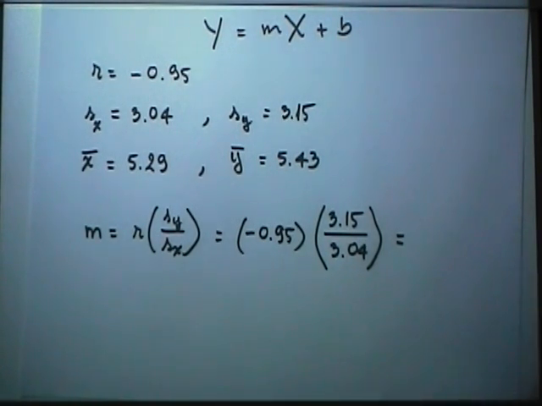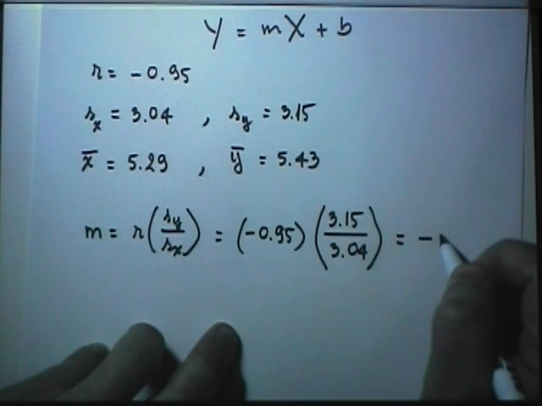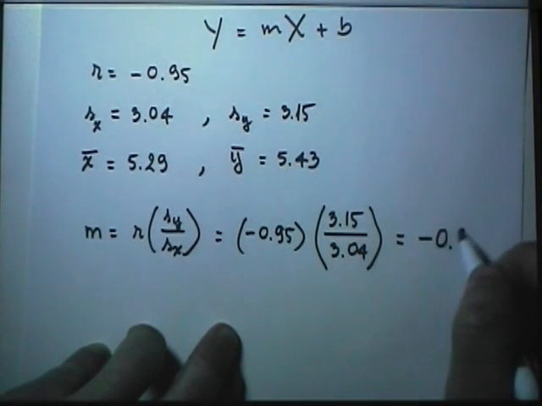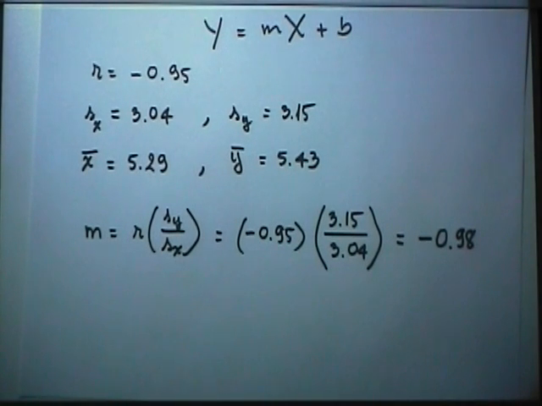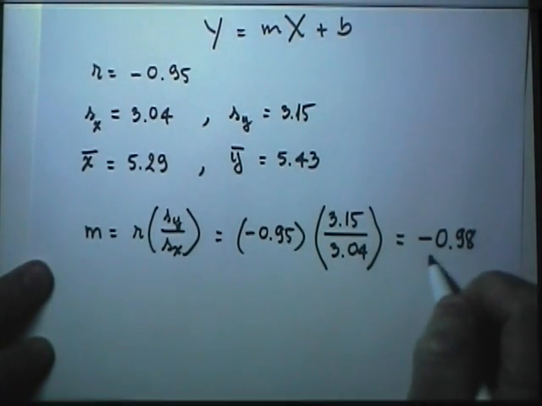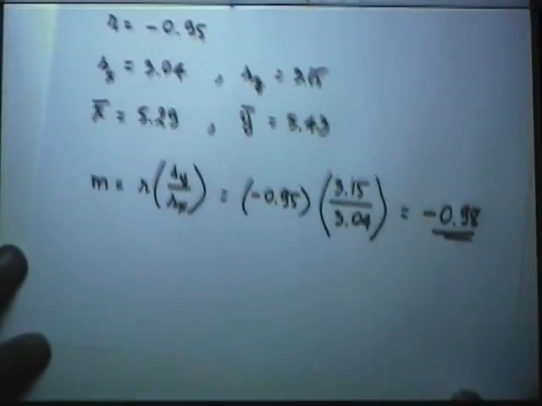That's how I find M. So my calculation is negative 0.95 times 3.15 divided by 3.04. My calculation shows that the M value is approximately negative 0.98. Okay. So I have found the M value. That's one step.